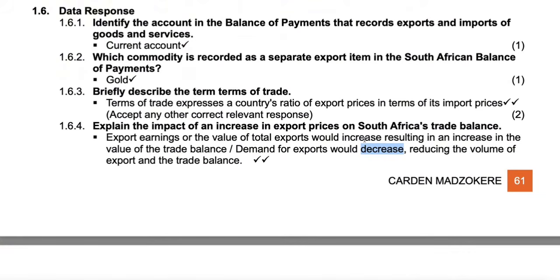But it could also decrease the amount of exports, because others would see our goods as expensive, so they would buy less. So this would actually reduce the volume of exports and also the trade balance. If the trade balance decreases, it could then become a deficit. Or if it's a surplus, it could reduce that surplus. If it's a deficit, it would increase that deficit.